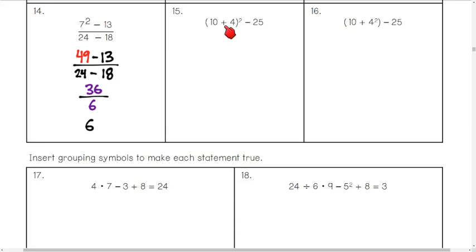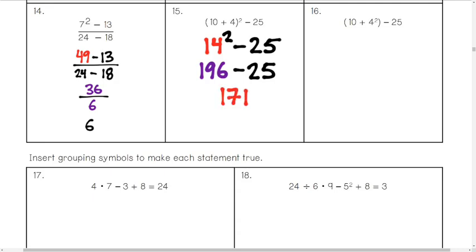Number 15. I take this one and I go ahead and start with my parentheses. And my parentheses there is 10 plus 4, so I get 14. I then bring down what I didn't use, which this is kind of fancy up here. This little 2 is above the parentheses there, which means the 14 is squared. I then bring down the minus 25. So then once I do that, 14 squared gives me 196, and that's going to be minus 25 for a grand total of 171.